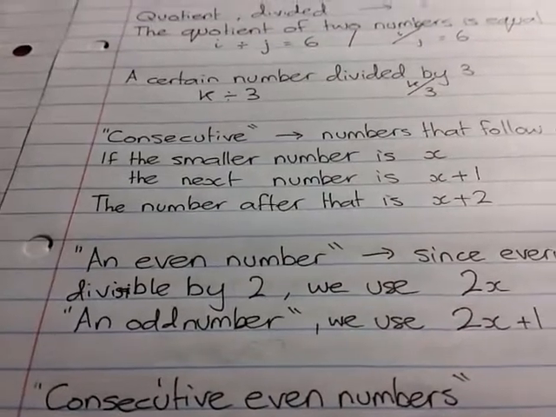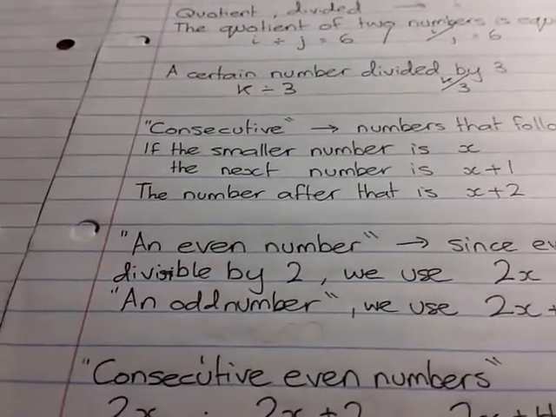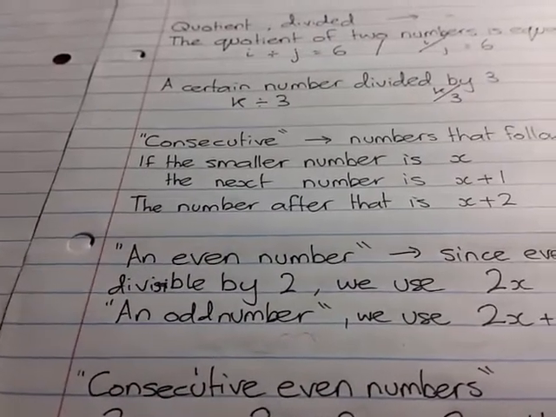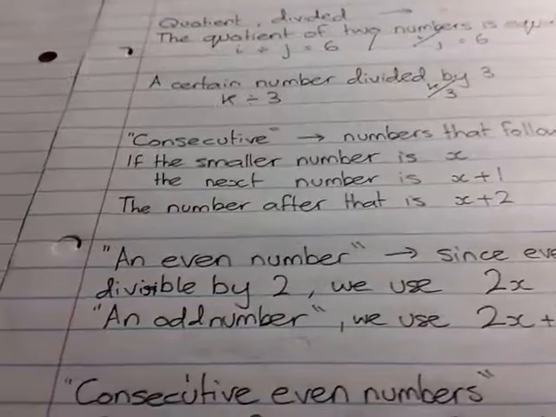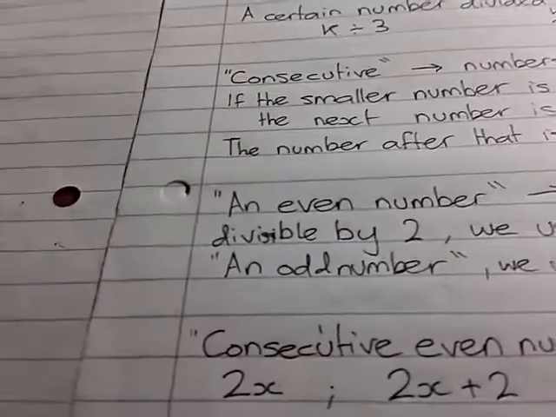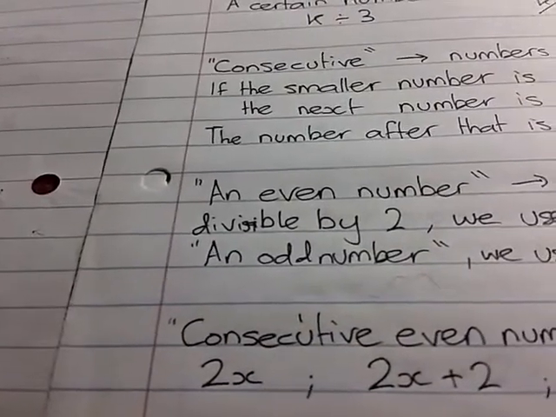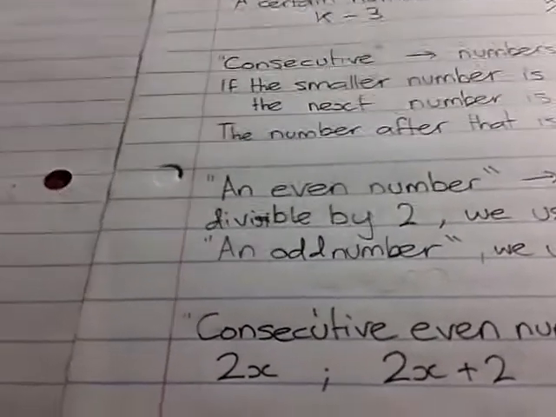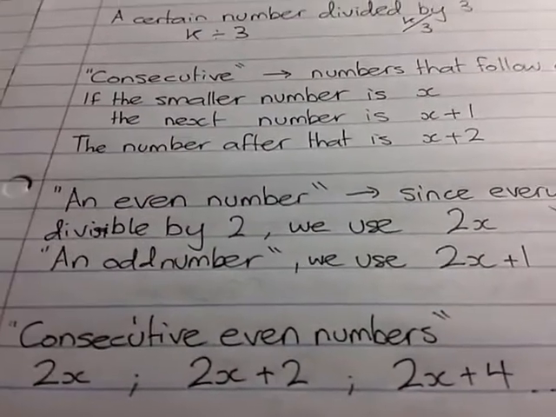Then consecutive even numbers. So combining consecutive and even numbers. An example of consecutive even numbers will be like 4, 6, and 8. The first one starts off as an even number, so we can represent it as 2x. But the next one is 6. That's 2 more than the lowest one, which is why you would put 2x plus 2. But then the next one is 2 more than that, so you add another 2, which is why it would be 2x plus 4, and then it would continue on.